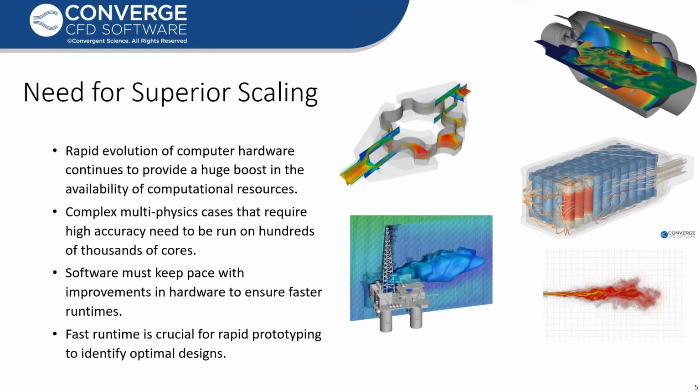Now let's take a minute to look at why we need superior scaling. Why can't we simply run on a few cores, if not serially? I think all of us here understand why not, because we want to simulate complex multi-physics problems. We want to run more and better simulations. And as computer hardware marches forward, there's a need for the software side to harness the capabilities of the hardware, which ensures faster run times, and that finally transforms into rapid prototyping of your designs.